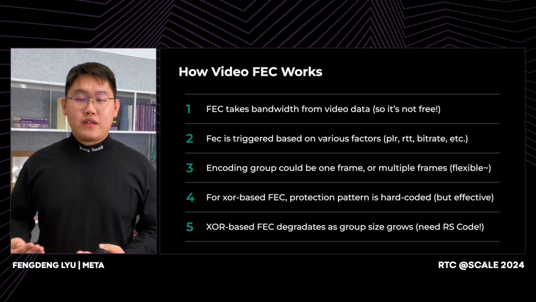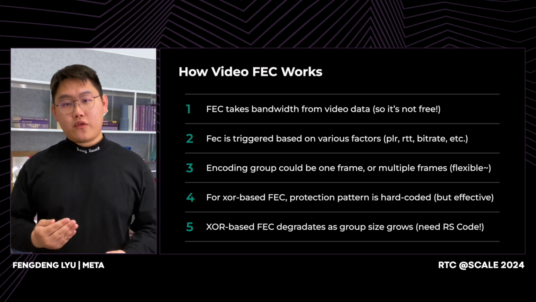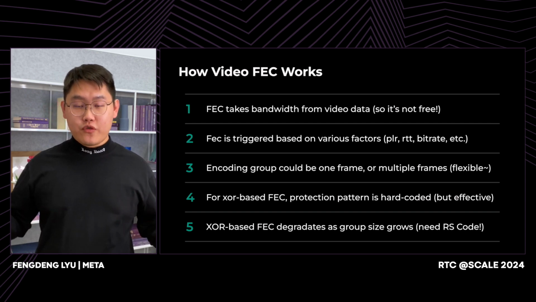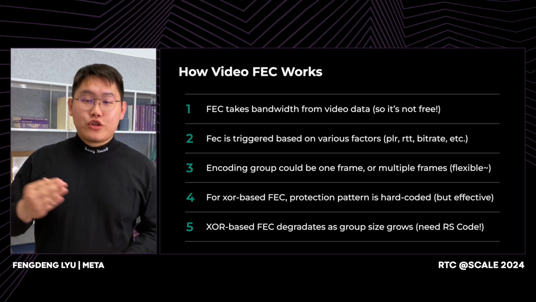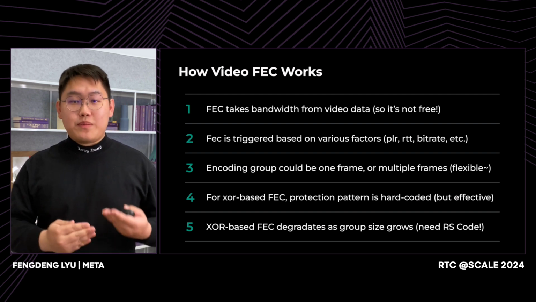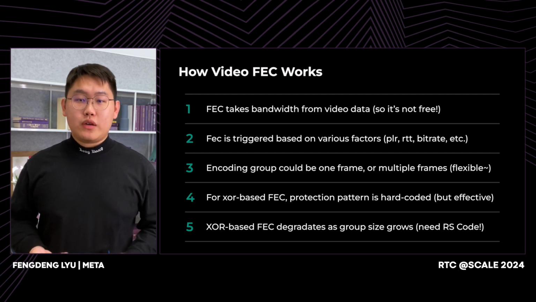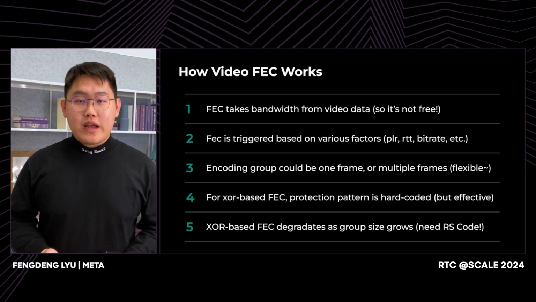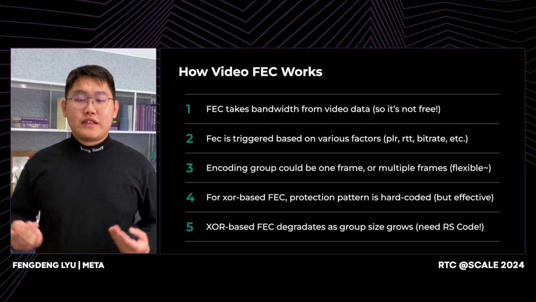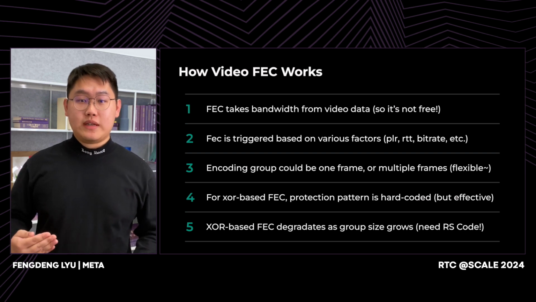FEC could protect the packets within the same frame or across different frames. But there's a trade-off. As you protect across different frames, the recovery rate will increase. However, it comes with a natural delay, because the FEC packets need to wait for more frames to arrive before being able to decode any lost packet. Another important point is that the performance of XOR-based FEC degenerates fast as the size of the encoding group grows. This is exactly where RS code steps in.